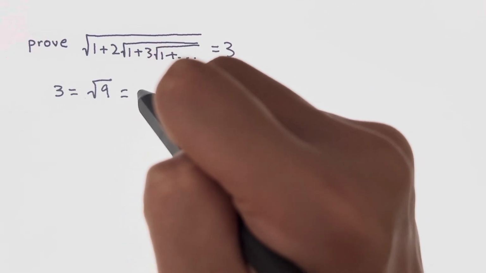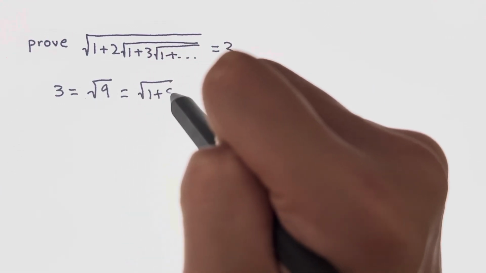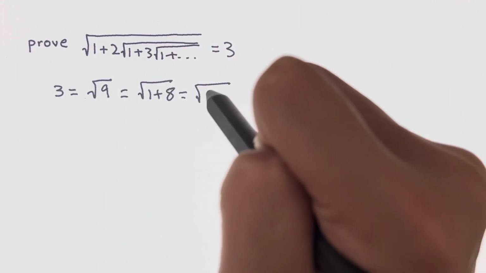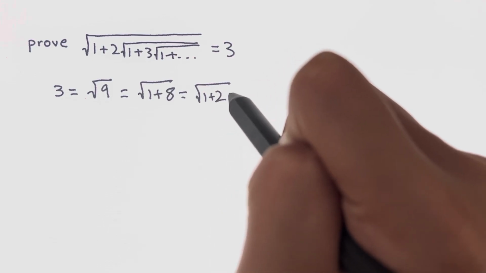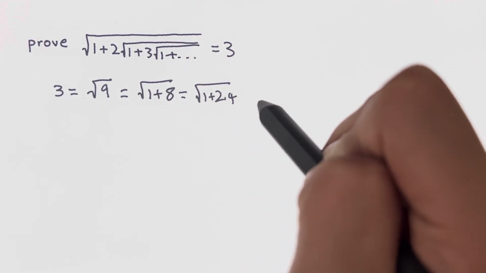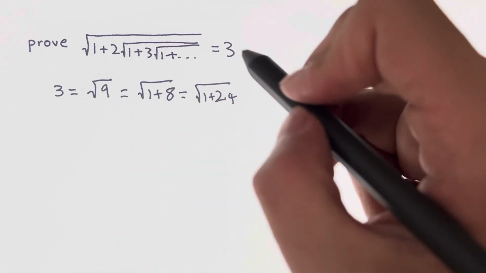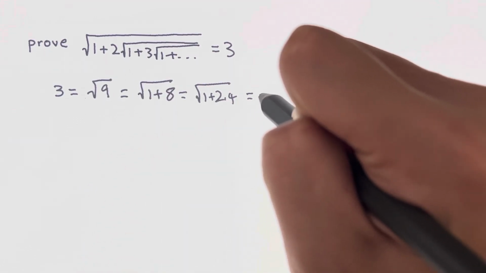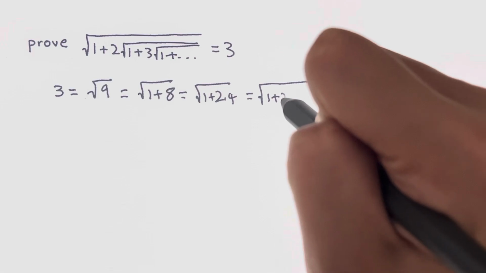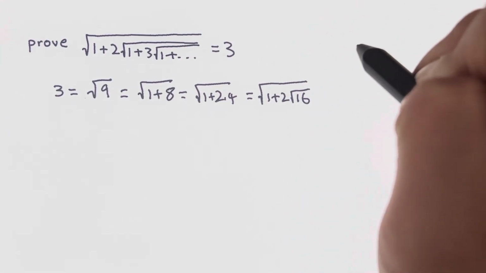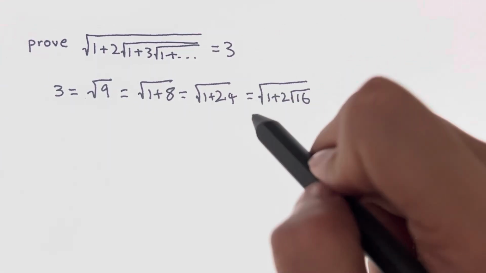So this is the square root of 1 plus 8, which is the square root of 1 plus 2 times 4. We wrote that as 2 times 4 because we know that we're not going to have 1 plus 2 some square root of something. And we know that 4 can be written as the square root of 16. So keep on breaking this down.